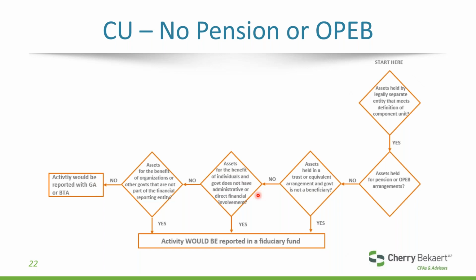Direct financial involvement is also not explicitly defined, but we are provided a single example by the GASB. If a government provides matching resources for the activity, they are considered to have direct financial involvement. And it's important to remember that as these are only examples the GASB has provided us with, they may not be all inclusive or all exclusive of what could be considered administrative and direct financial involvement. So this is an area that may call for some judgment.